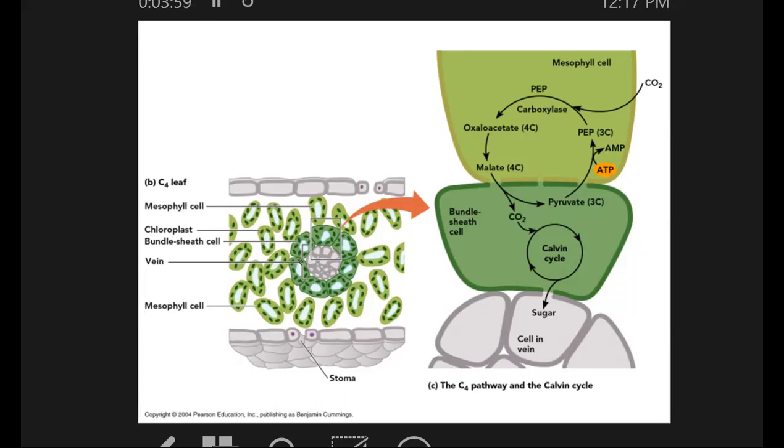Yep. With C3 plants, they don't have any front runner enzyme. When CO2 comes in, it's rubisco that it will react with. Other questions on the C4?